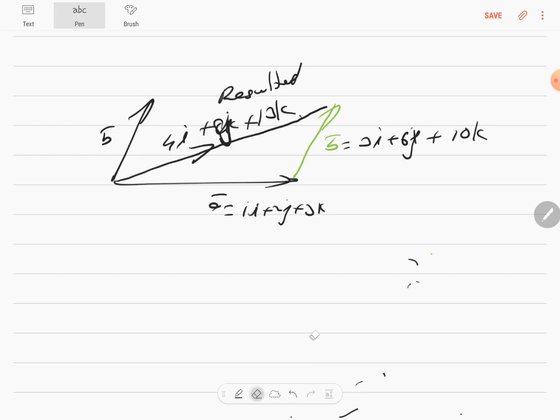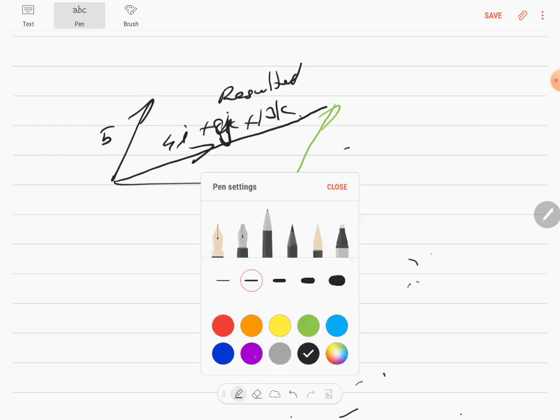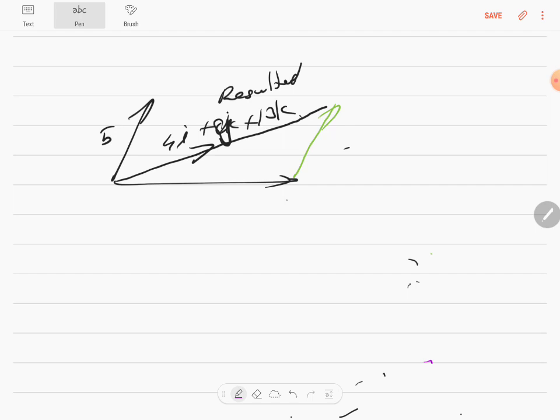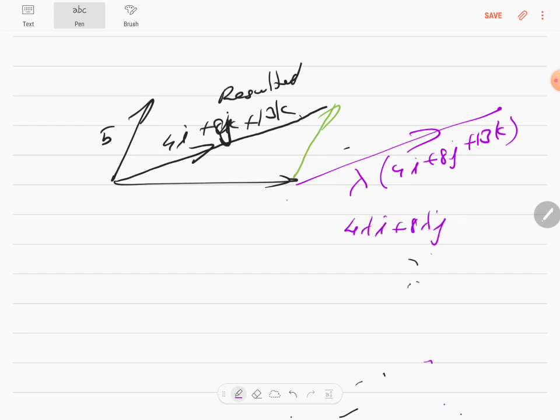Now I'm going to rub all this off, okay? They'll ask you for a vector parallel to this diagonal. So you'll draw a parallel like this, and I'll write lambda times (4i plus 8j plus 13k). Why do you include a lambda? Because they've just said parallel. They have not said it has equal magnitude or anything. So there will be a value for lambda. Thus you got a vector which is parallel to the diagonal. Now take the lambda inside: it will be 4 lambda i plus 8 lambda j plus 13 lambda k.